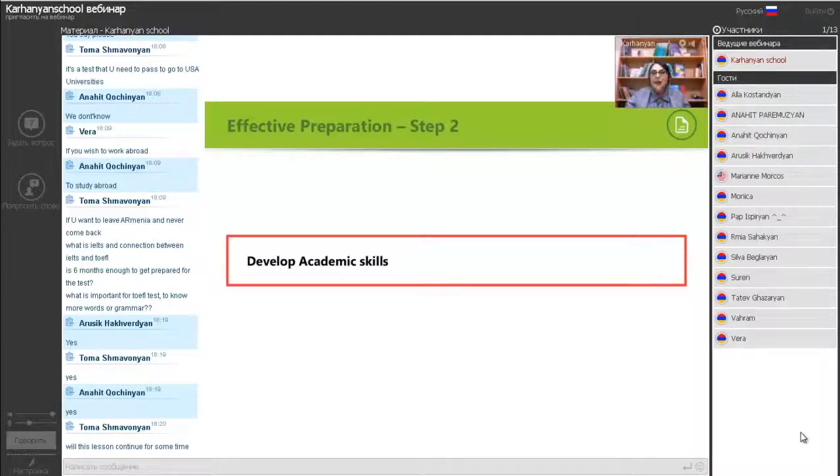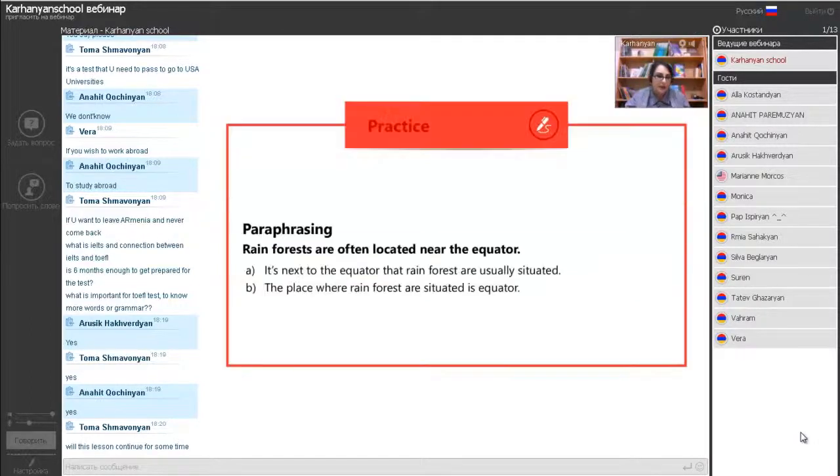Our second step is developing academic skills. As we already know, or for the ones who don't know, I can tell that for TOEFL we require 4 main academic skills. Those are note-taking, paraphrasing, summarizing, and synthesizing. Okay? So these main 4 skills you will need for all sections of the TOEFL.